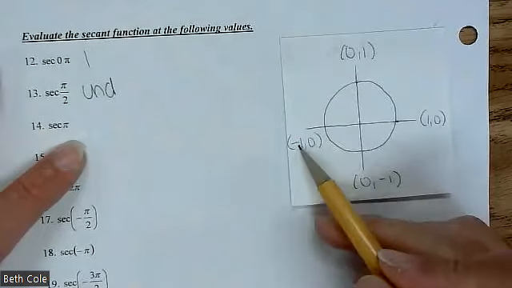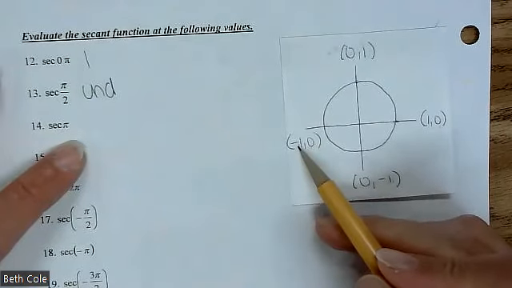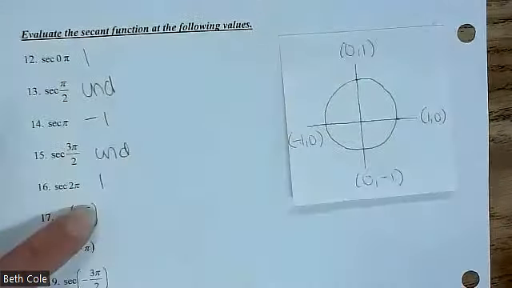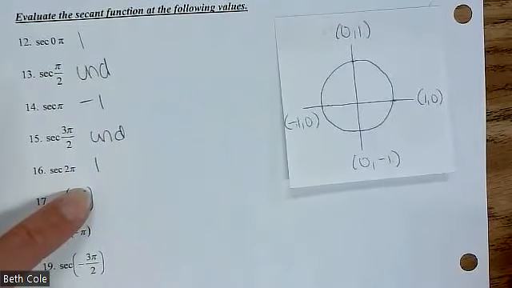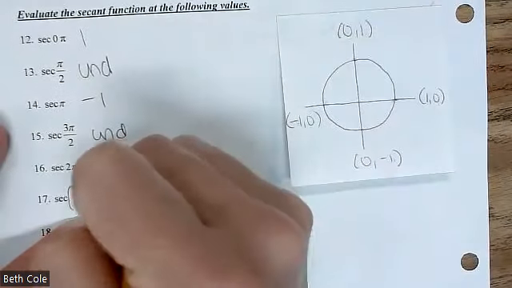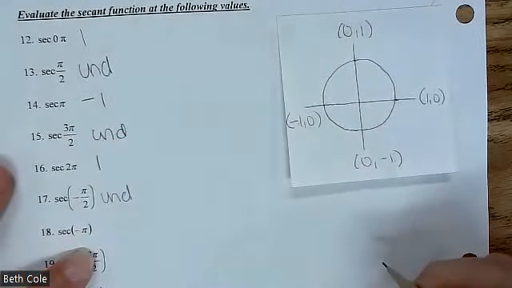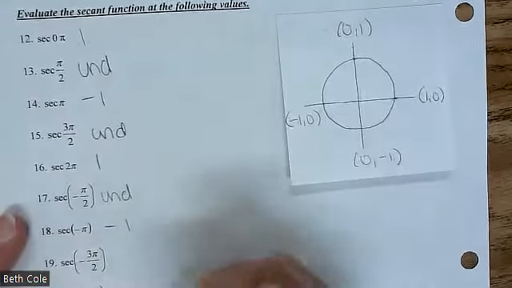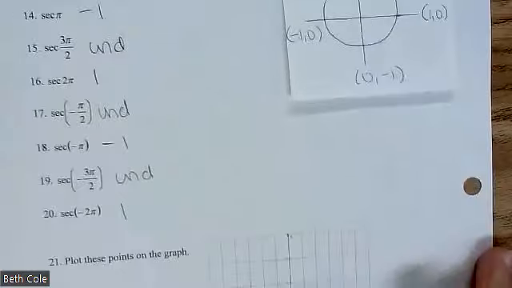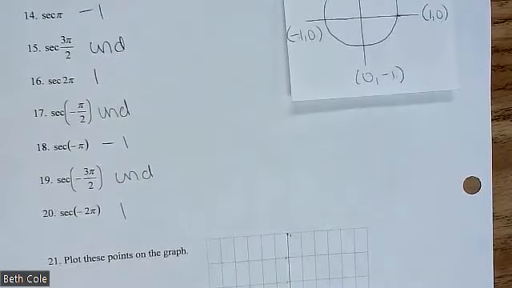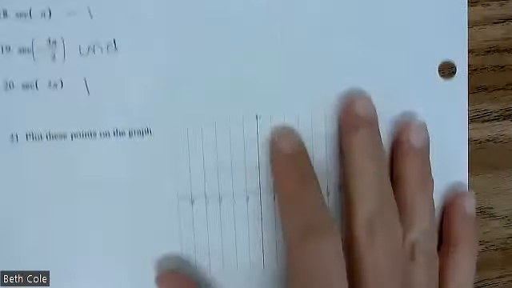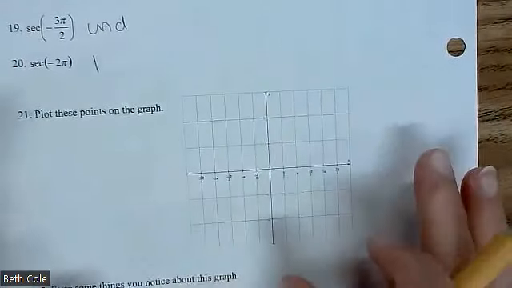And then the next one's going to be -1, and then undefined, and then +1. So when you go backwards, this is going to be undefined, -1, undefined, +1. So take those pieces of information, some of them are points and some of them are asymptotes, and go ahead and put them on the grid.